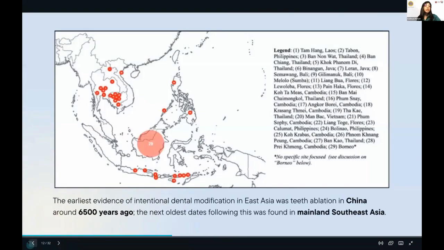All right, so just to show you a map of where my data is coming from. The earliest evidence of intentional dental modification in this part of Asia at least was in China around 6,500 years ago, and after this it started popping up in mainland Southeast Asia about 4,000 to 3,000 years ago, so there's a big 2,000 year or so gap between them. At present, it still remains uncertain how intentional dental modification really began in Southeast Asia. However, the ongoing theory is that it started out in southern China and present-day Taiwan, and then during the Neolithic, it moved downwards into mainland Southeast Asia.